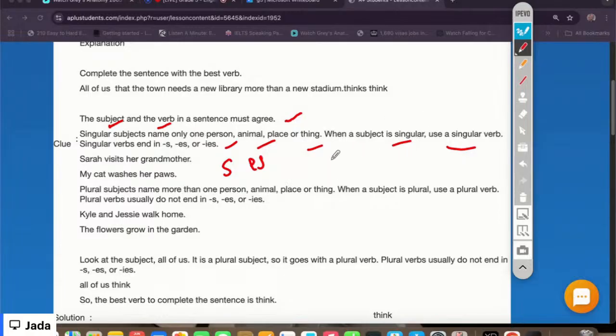Okay, so you need to note that if a subject is singular, you're gonna also have what? The singular verb. And the singular verb ends with what? S, ES, or IES. So just like we have Sarah visits her grandmother, as you can see here, Sarah is what? Singular, right? Since Sarah is singular, then you're gonna have a singular verb. Alright, that's why we have visits.